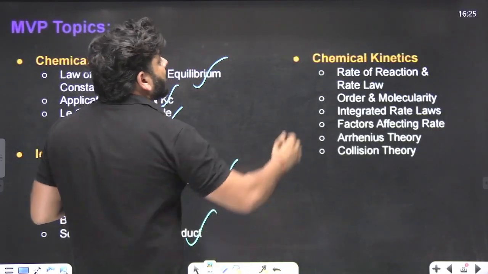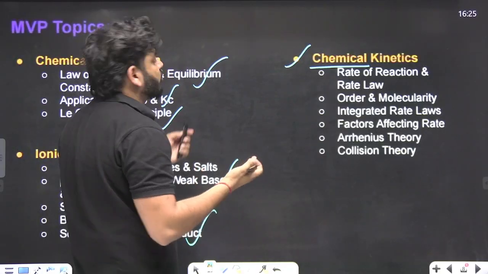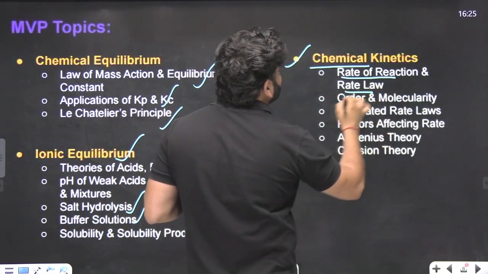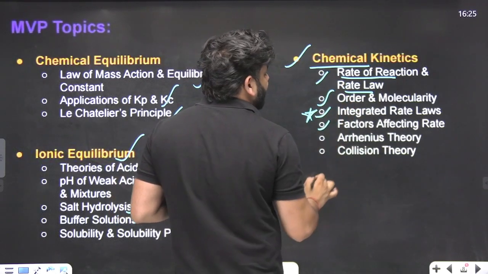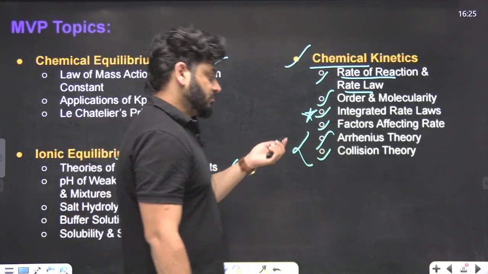A sequence should be followed. Then we have chemical kinetics, one of the very important chapters from 12th class, and every year some questions come from chemical kinetics. So: rate of reaction, rate laws, order, molecularity, integrated rate laws, very important part. And then the Arrhenius equation and collision theory combined are asked. So that is what we can cover.